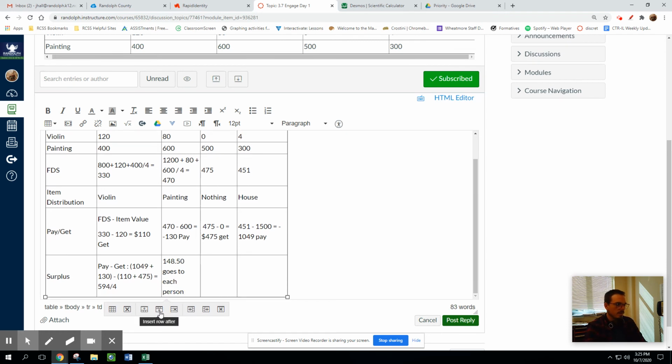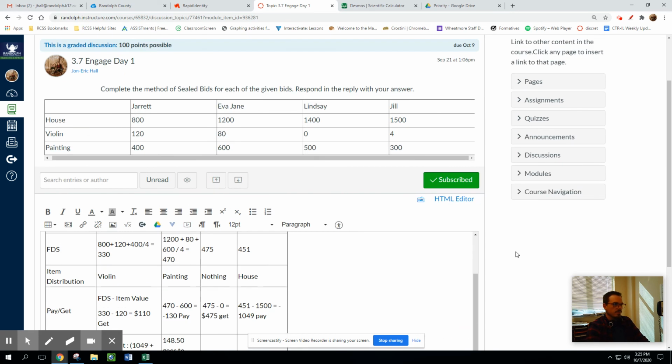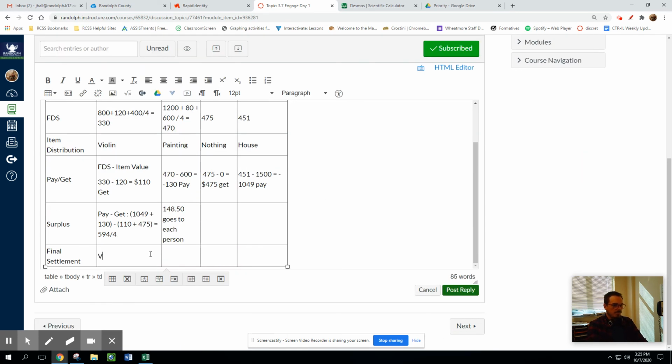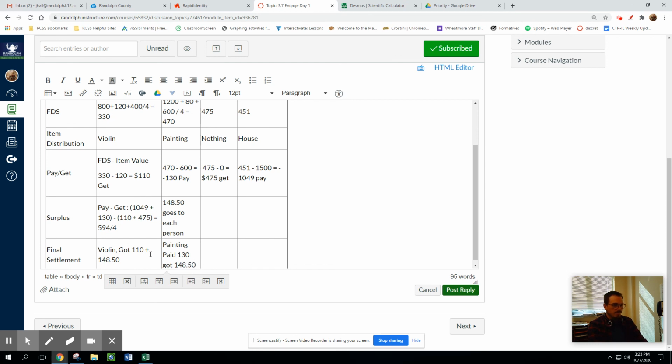At that point, you have one last thing to do, and that's the final settlement. And that's when you write down what each person got. So for whoever was first, Jarrett got the violin, got 110 plus 148.50. And you could find out what both of those end up becoming. Eva Jane got the painting, paid 130, got 148.50.